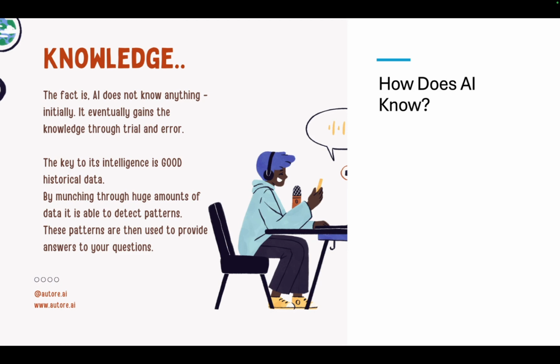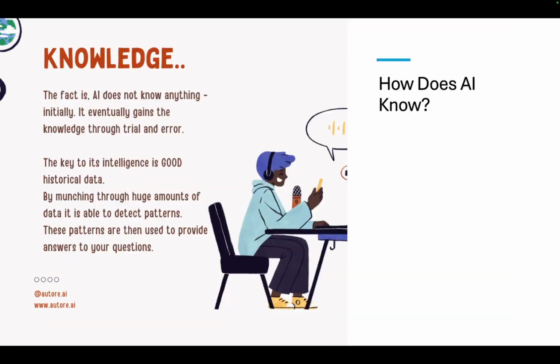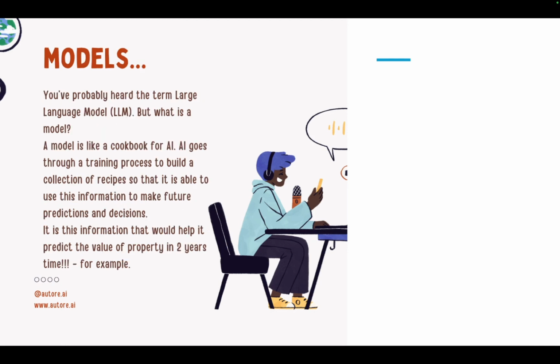Now, good data determines good AI, and a lot of data determines good AI. So as it's munching through huge amounts of data and trying to detect those patterns, if that data isn't good, then the bad aspects of that data would be reflected in the decisions that it makes and in the patterns that it discovers.